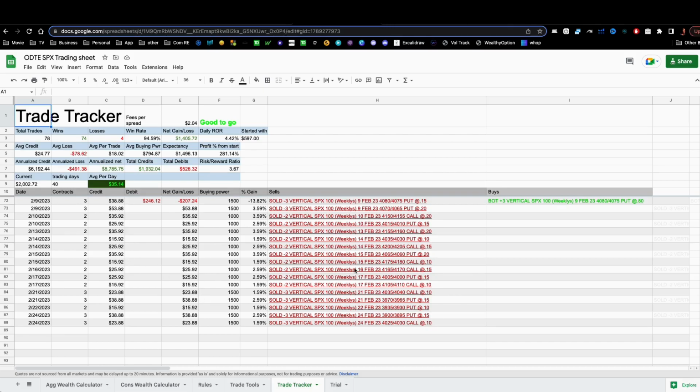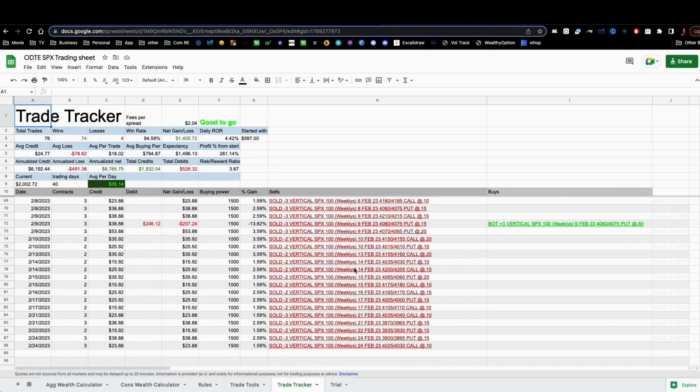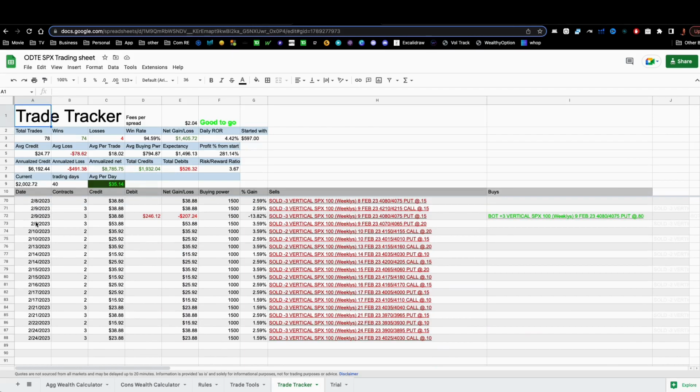So you can see here's all of the trades on the spreadsheet. We haven't had a loss since February 9th. And I do want to talk about that when I get there. I'm going to use that date as an example.